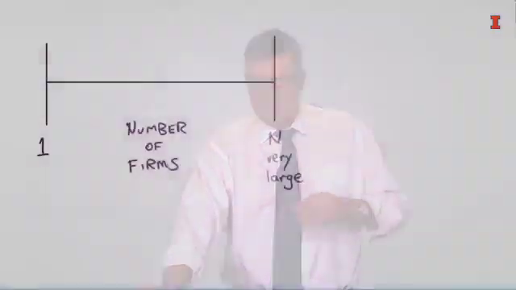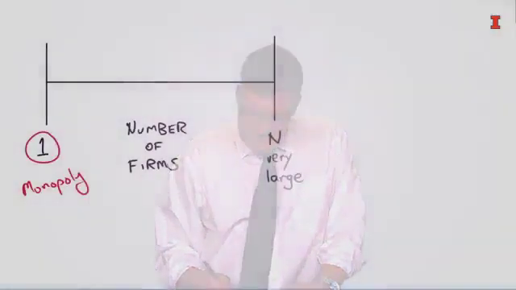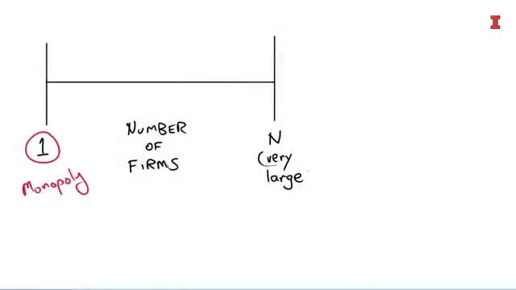And so I'm going to draw this number line. And this number line shows the number of firms. And on one side, at this polar extreme, we have one firm, and we call that a monopoly market. We'll spend some quality time figuring out how a monopolist actually operates and what happens in a monopoly outcome. At the other side, we've got N, where N is a very large number. And we're going to call that perfect competition. You'll see why I put the word perfect in there in a minute. It's a competitive market, but it's a very special type of competitive market.